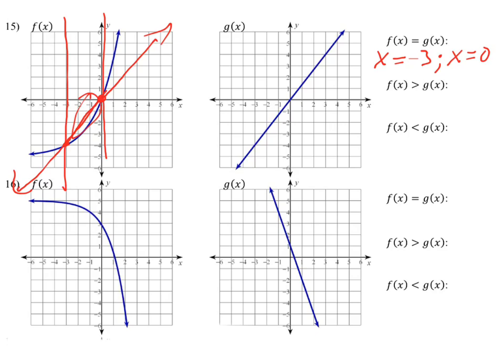Right here in the middle, the linear function is greater. So in the middle, that's when f of x is less than g of x. So that's between -3 and 0. And to the outside, the exponential is greater. So that's when x is less than -3 and when x is greater than 0. Moving on to the next one.